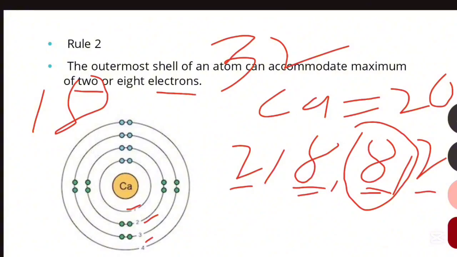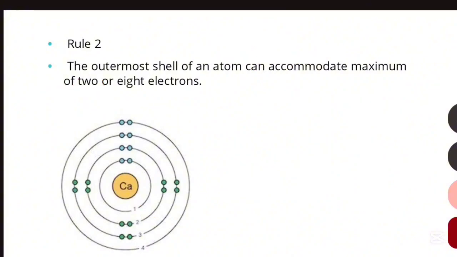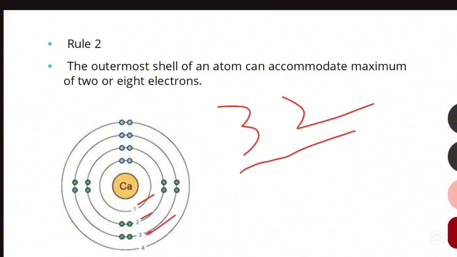Though the third cell has the capacity to accommodate 18 electrons, it can accommodate only 8 electrons as the outermost cell, and the rest of the electrons are accommodated by the next cells. The first cell has 2, the second cell has 8, and the third cell can accommodate only 8 electrons while the rest go to the next cell.